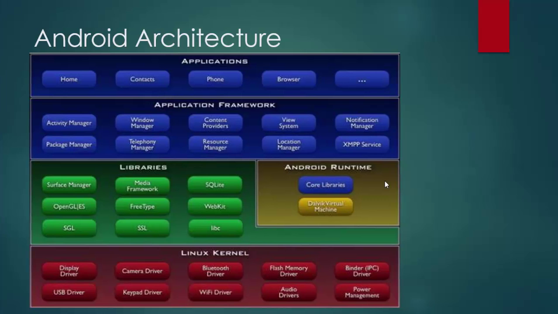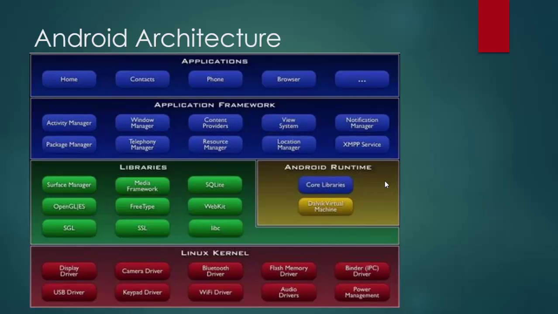The Linux layer contains the USB driver, which takes care of USB connections from the device. It contains a camera driver, which contains the driver functions for the camera, the Bluetooth driver, the display driver, the keypad driver, etc. So what features does the Linux kernel provide?